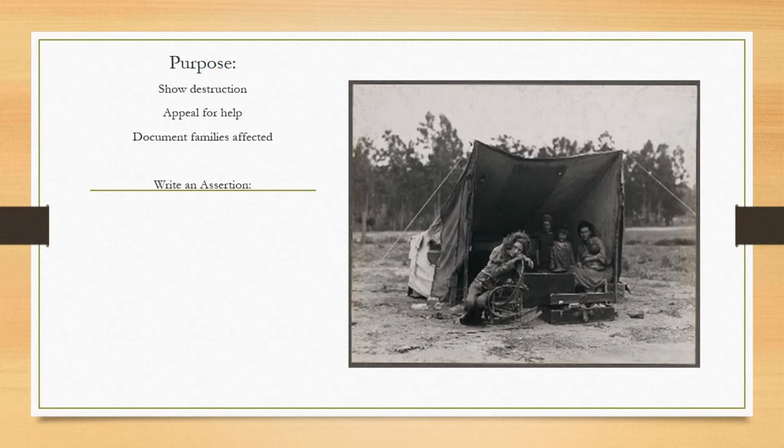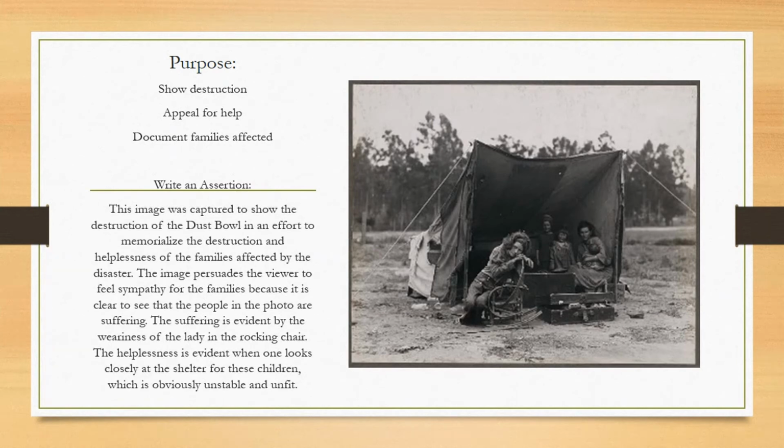Now this assertion is going to be a little different from the one we wrote in the last lesson. But write an assertion. This image was captured to show the destruction of the Dust Bowl in an effort to memorialize the destruction and helplessness of the families affected by the disaster. The image persuades the viewer to feel sympathy for the families because it is clear to see that the people in the photo are suffering. The suffering is evident by the weariness of the lady in the rocking chair. The helplessness is evident when one looks closely at the shelter for these children, which is obviously unstable and unfit.